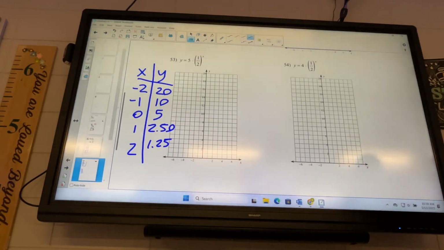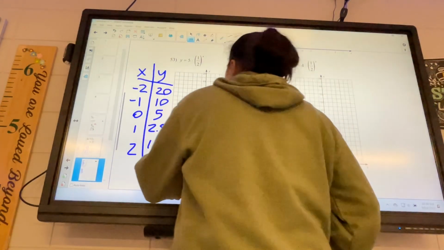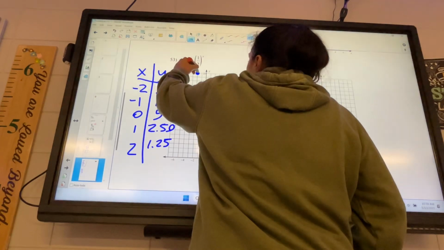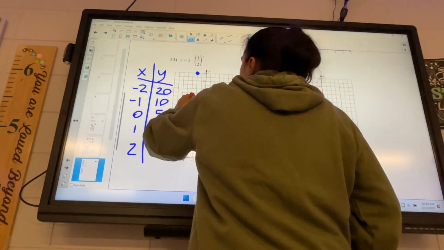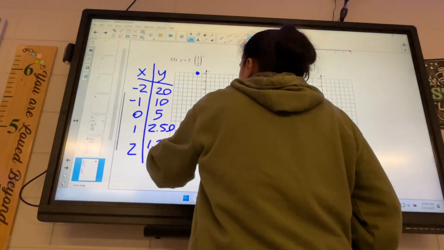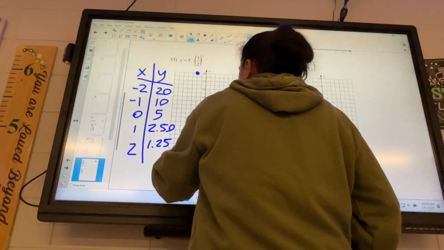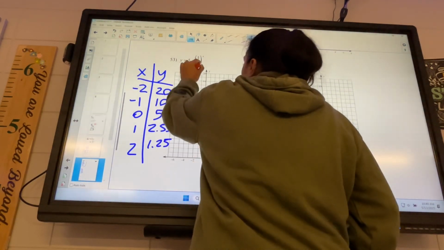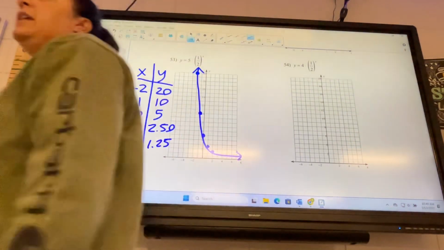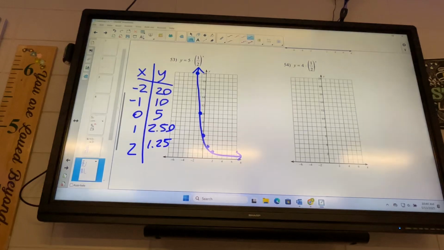Okay. So we start out at negative 2, 20, and then we're gonna go over 1 to the right and go down to 10, over 1 to the right and go to 5, over 1 250, over 1 125. Okay, it should be the exact opposite of what you just graphed.